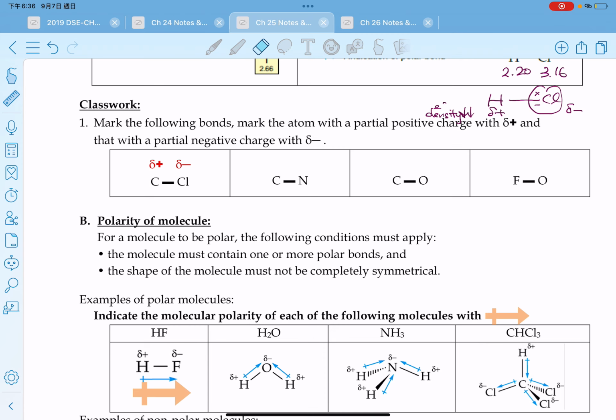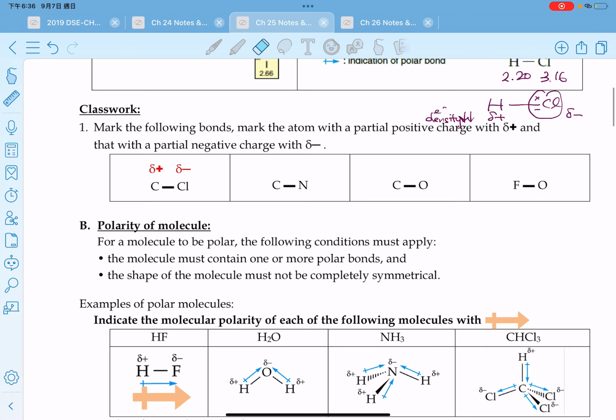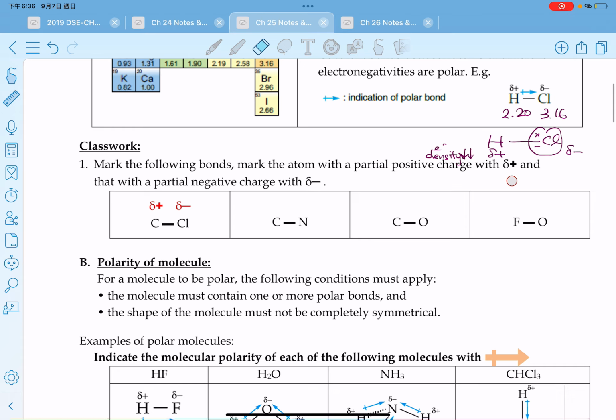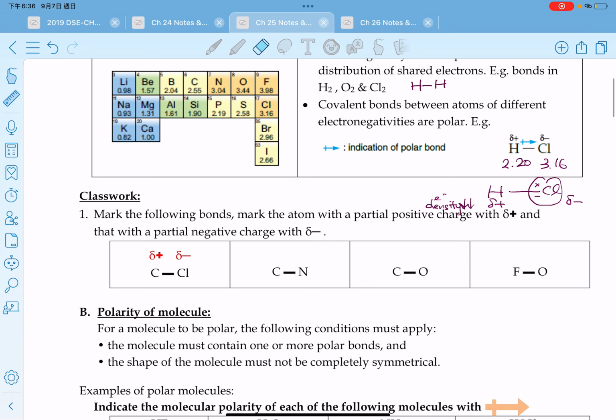Now, we will talk about the answer. Mark the following bonds. Mark the atom with partial positive charge with delta positive. Delta positive means the electron density lower one. As a result, we take a look at the values that are given. Carbon is 2.55, while nitrogen is 3.04.